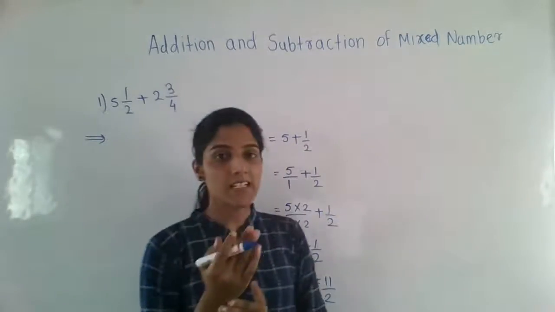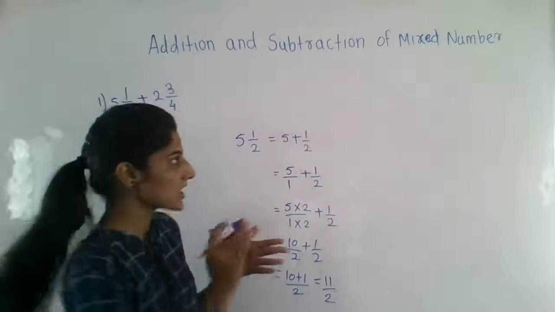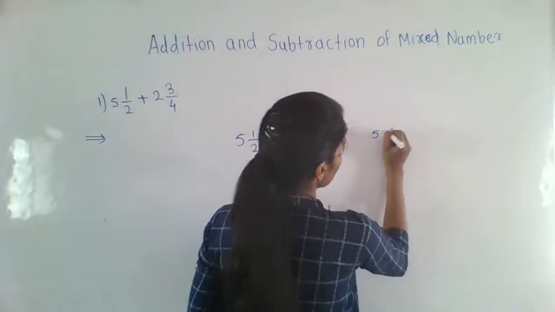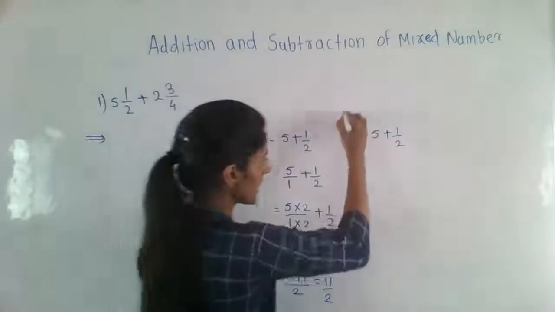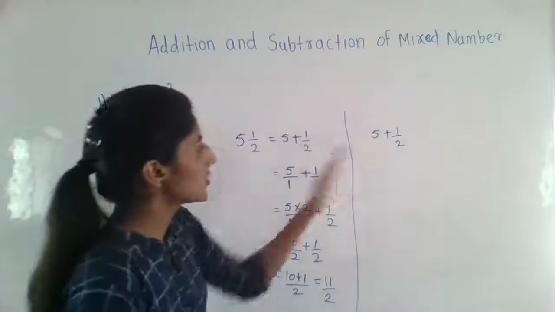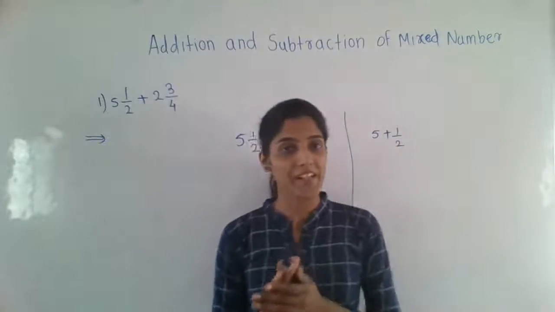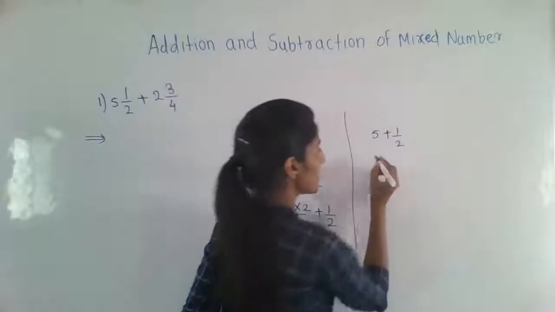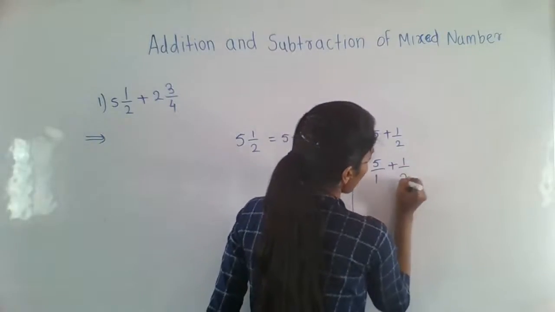There is another method to add these fractions. See here, our number is 5 plus 1 by 2. That is our other method. You can see here there is no denominator. The denominator is absent. Therefore consider it as 1. When the denominator is absent, you must consider it as 1.